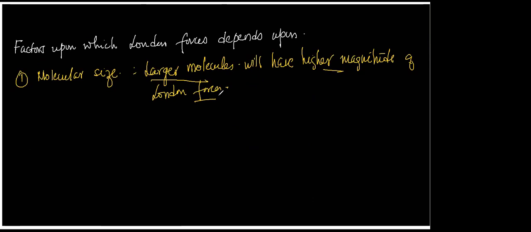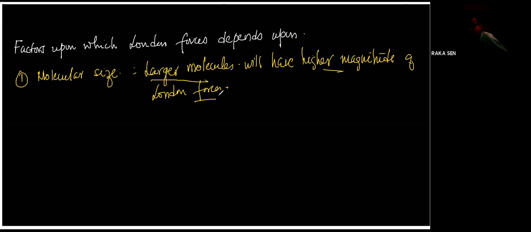Yes or no? Tell me again: why is London force taking place? Sir, fluctuation. First of all, why is London force taking place? Sir, fluctuations of electrons. Fluctuations of the electrons, from what? It is changing its shape. Yes or no? Yes sir, fluctuations of electronic clouds.